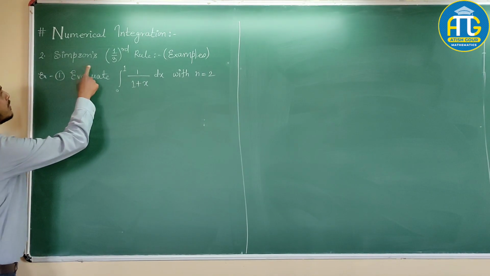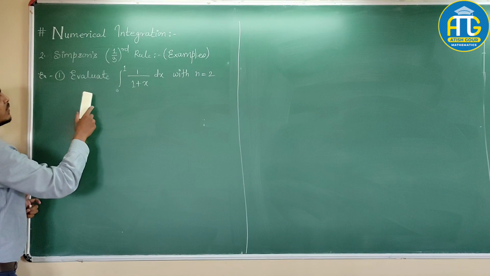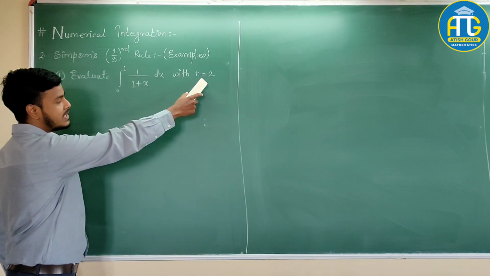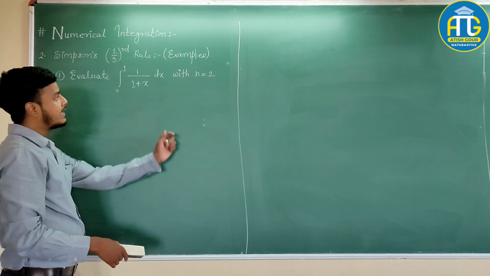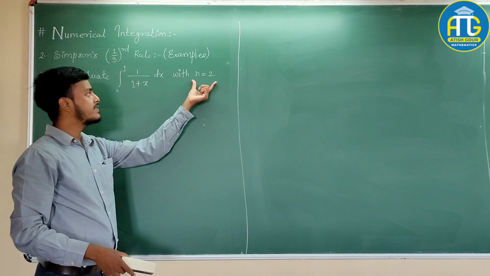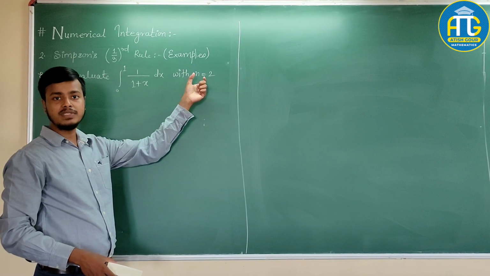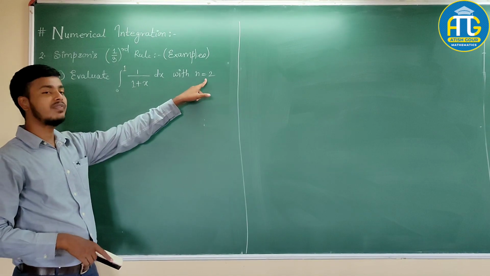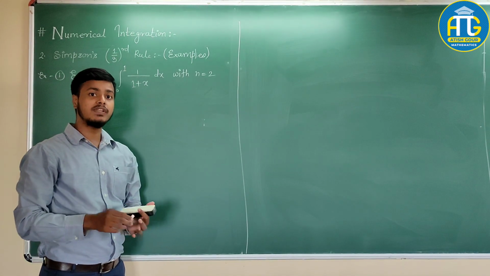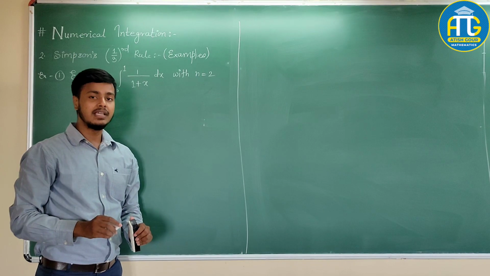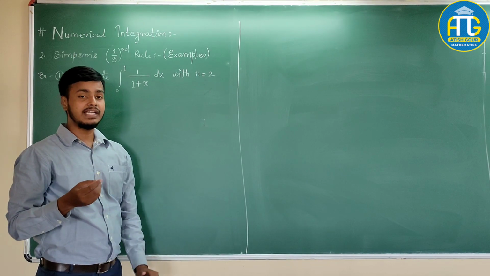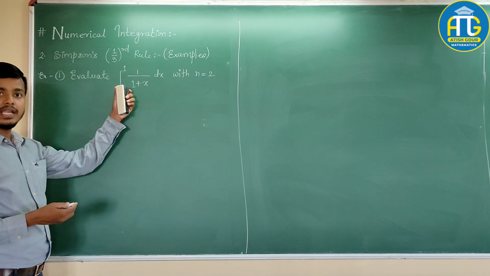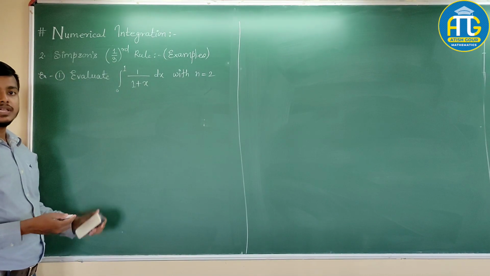The very first problem on Simpson's rule says, evaluate the integral from 0 to 1 of 1 upon 1 plus x dx with n equal to 2. In the concluding remark, I said that for an even number of intervals, you always go for Simpson's 1/3 rule. Here the number of intervals is 2. So first of all, we will find the step size, that is the interval of differencing, and then we will find this integral with the help of Simpson's 1/3 rule.